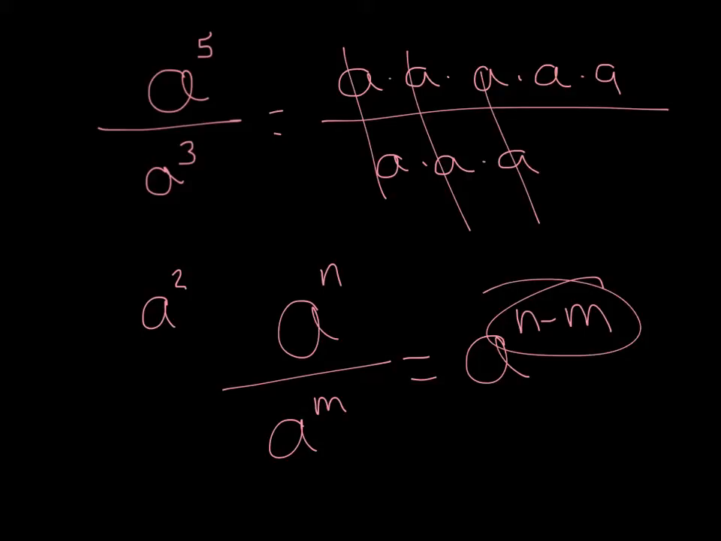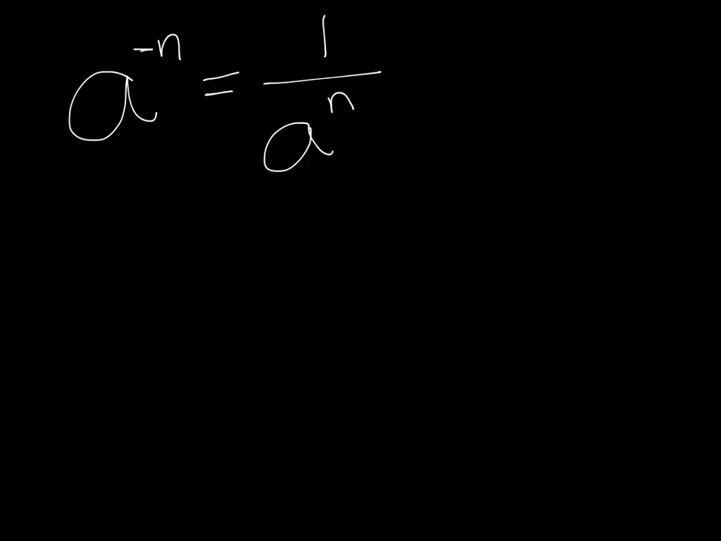Let's look at another property. With this one, I'm actually going to start by stating it. So a to the negative n power is the same thing as 1 over a to the positive n. Let's use the quotient property that we just looked at, the division, to maybe understand this. So if I have a to the 3rd over a to the 5th, so a to the 3rd divided by a to the 5th.